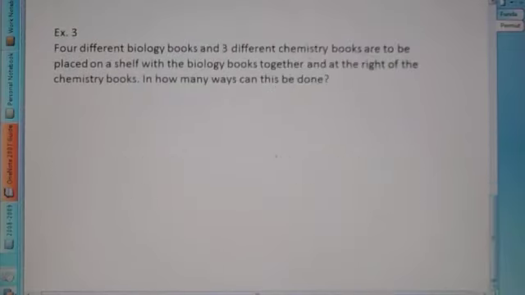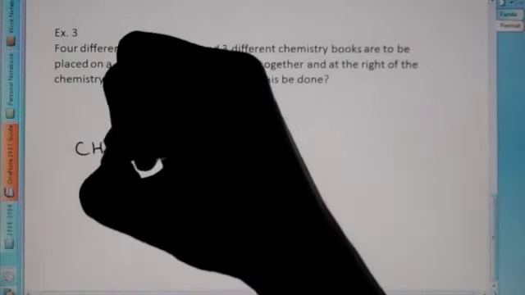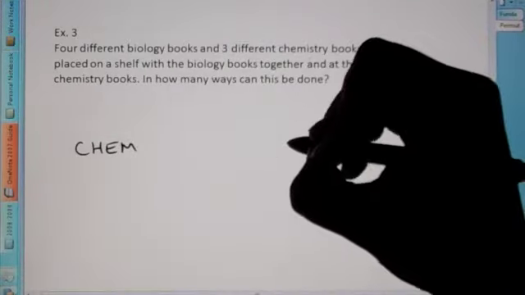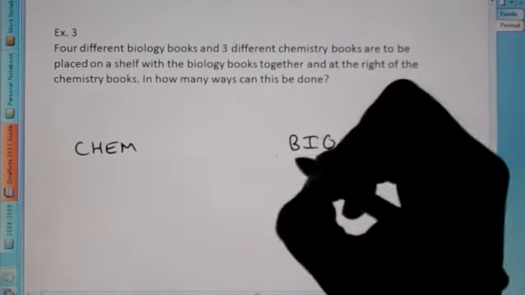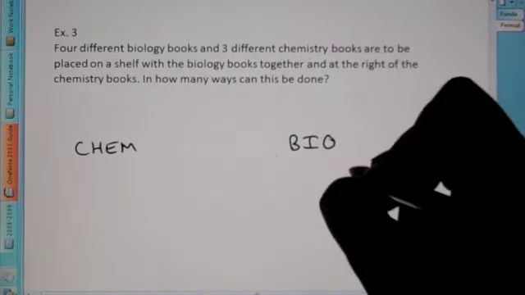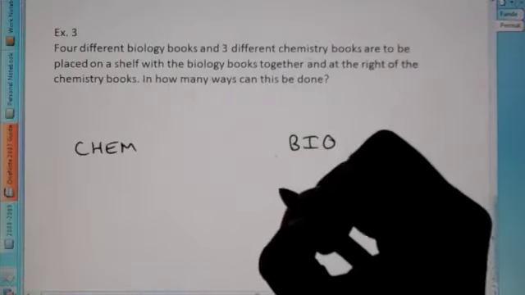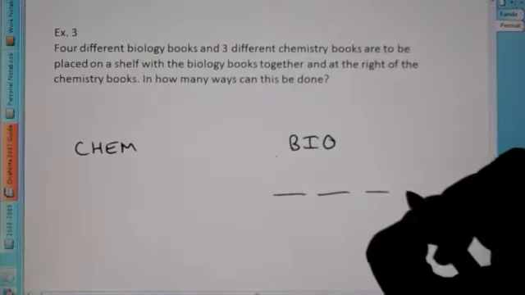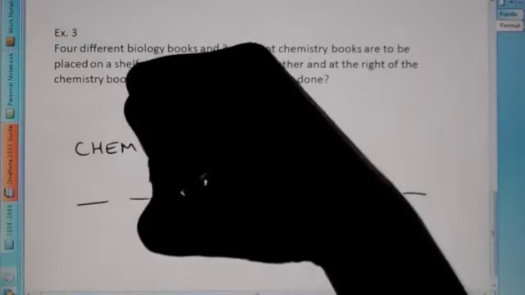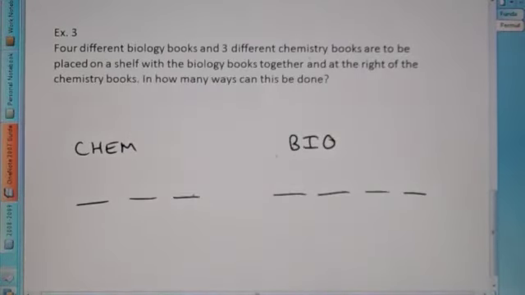Now, example 3 says, 4 different biology books and 3 different chemistry books are to be placed on a shelf with the biology books together and at the right of the chemistry books. So we have chem books here and bio books here. The bio books need to be on the right. We have 4 bio books and we have 3 chemistry books. All the bio books need to be on the right of the chemistry books.